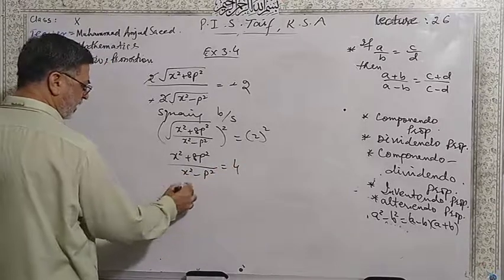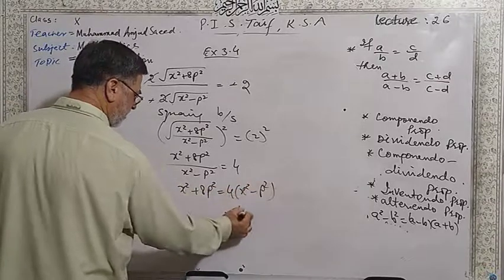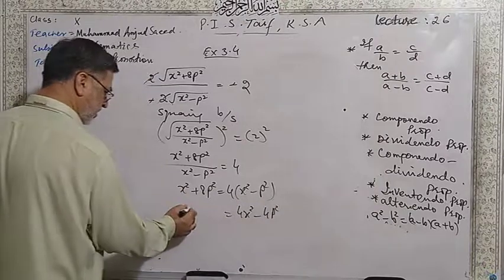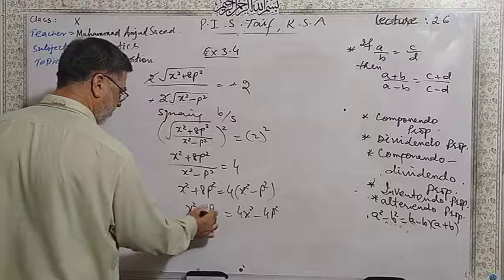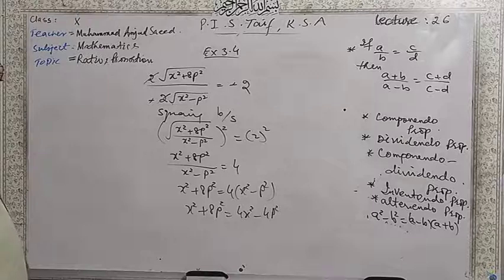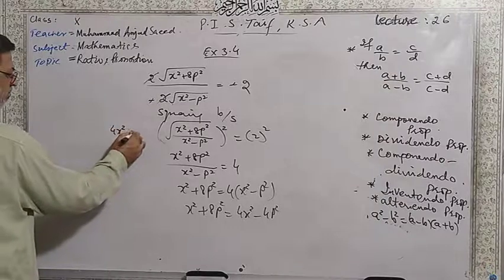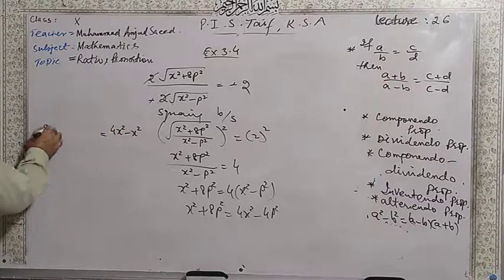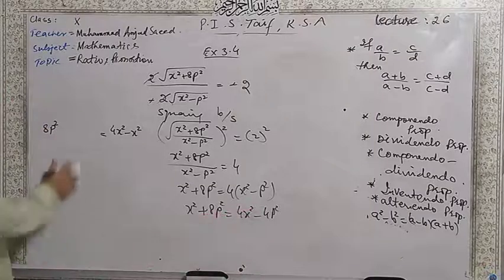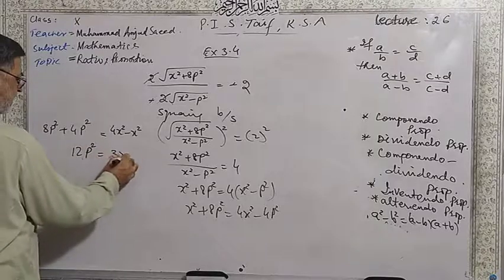Bring this denominator to the right hand side. That will be 4 into x square minus p square. 4x square minus 4p square equals x square plus 8p square. Okay, you can bring this x square to the right hand side, 4x square minus x square, and bring minus 4p square to the left hand side, it will become plus 4p square. This is 12p square, that is 3x square.